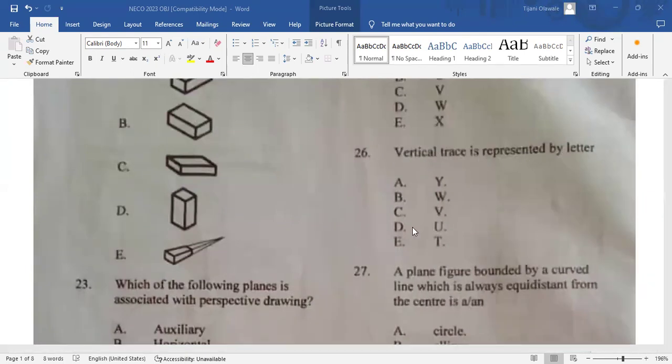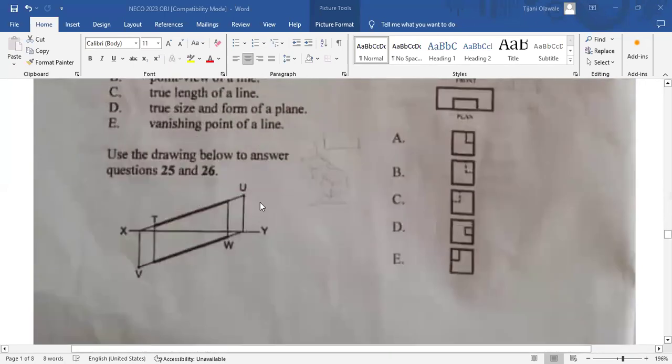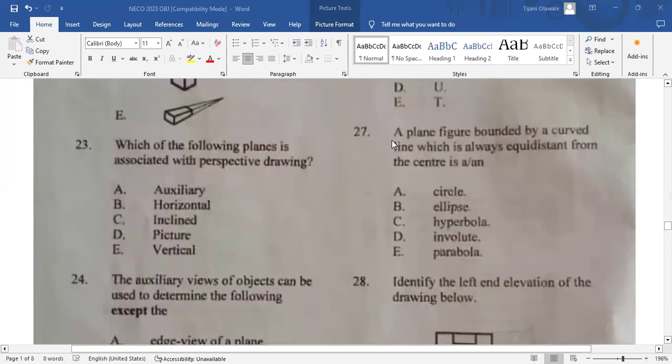It's represented by letter U. That is option D. So this is the vertical trace here. All right, so let's move on to question 27.